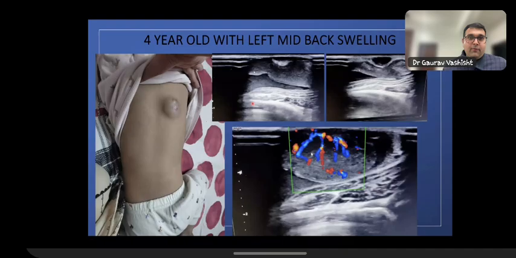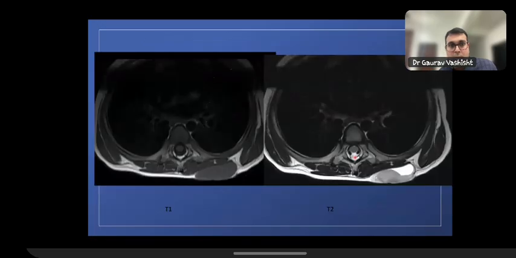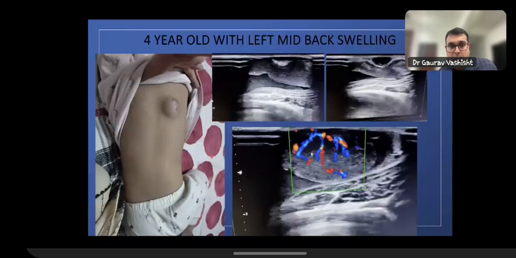So last case for the day, a 4-year-old child with left mid back swelling. Okay, and this was the ultrasound appearance. We could see a solid cystic lesion with echoes, some hemorrhagic content, and a lot of vascularity within the lesion. Okay, and what happened is that they went to a local surgeon, they got it just excised without thinking of what this could be.